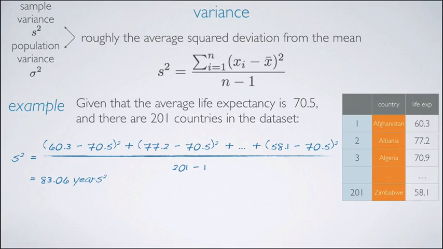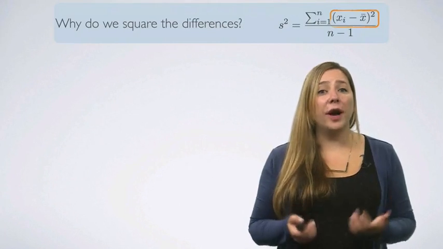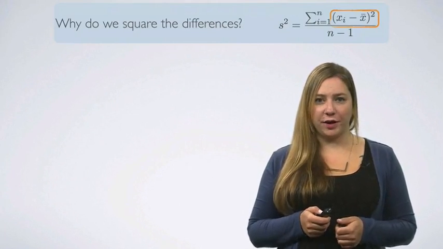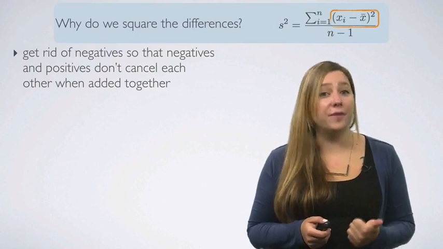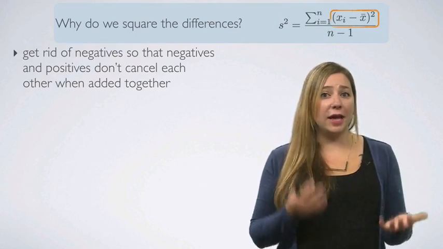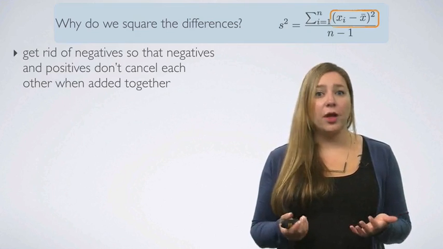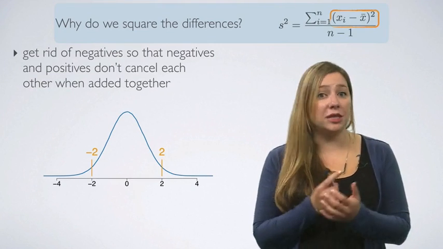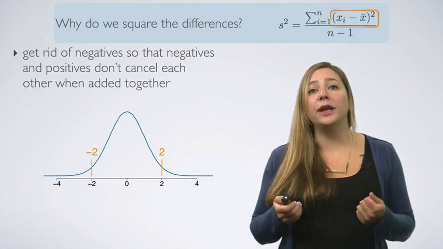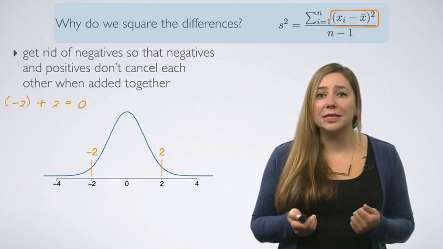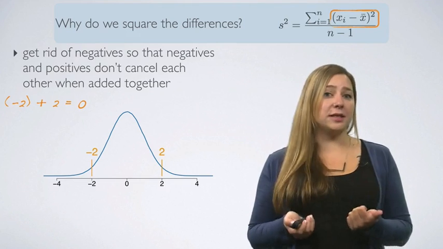The units of the variance is the square of the units of the original data, since we squared the deviations from the mean in calculation of the variance. This is actually somewhat annoying, since the result, 83.06 years squared, is not very meaningful. So, why do we square the differences in the calculation of the variance? First, it allows us to get rid of negatives, otherwise when added together the negative and the positive values would cancel each other. For example, in a symmetric distribution centered at 0, -2 and 2 are equally distant from the mean. And if we were to simply add the deviations from the mean, they would cancel each other out.